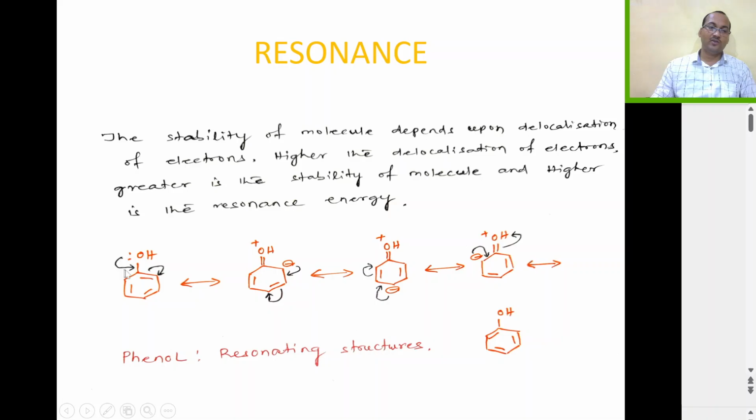The oxygen lone pair will come here and this pi bond will break here, so you end up with this structure. Again this minus will come here and this double bond will break here, so again you have this structure. Similarly you end up with this structure. So these are the different resonating structures of phenol.